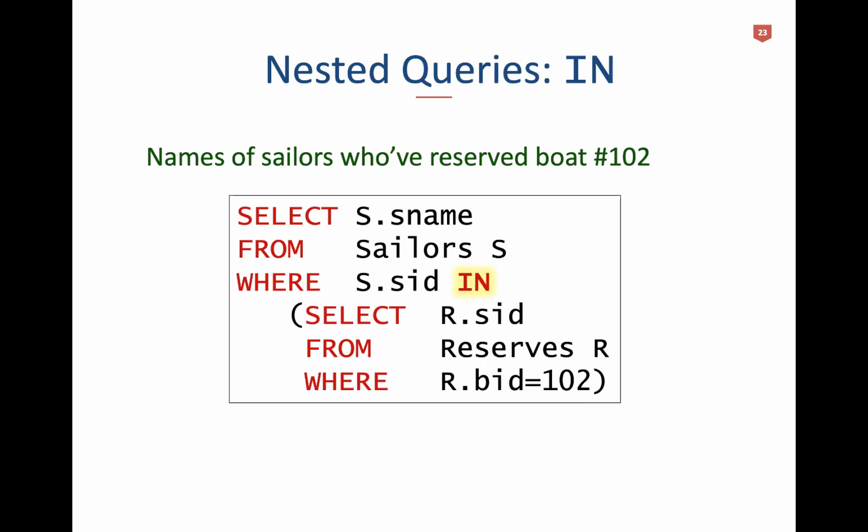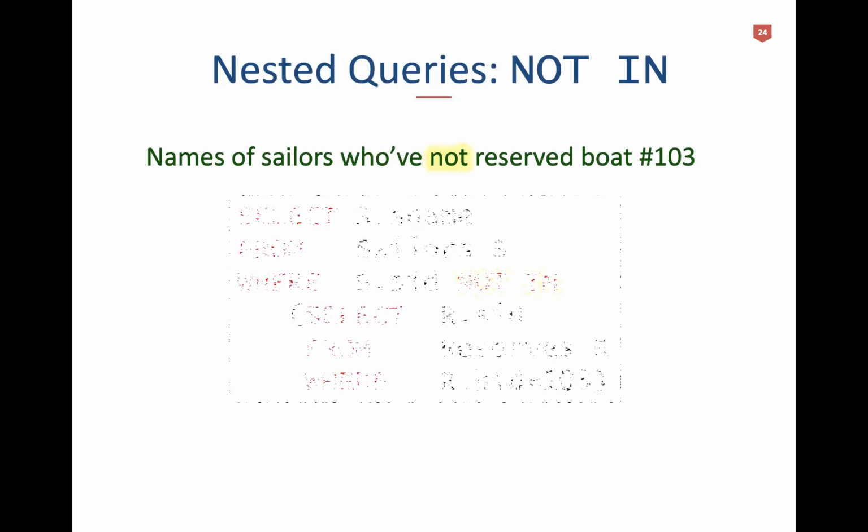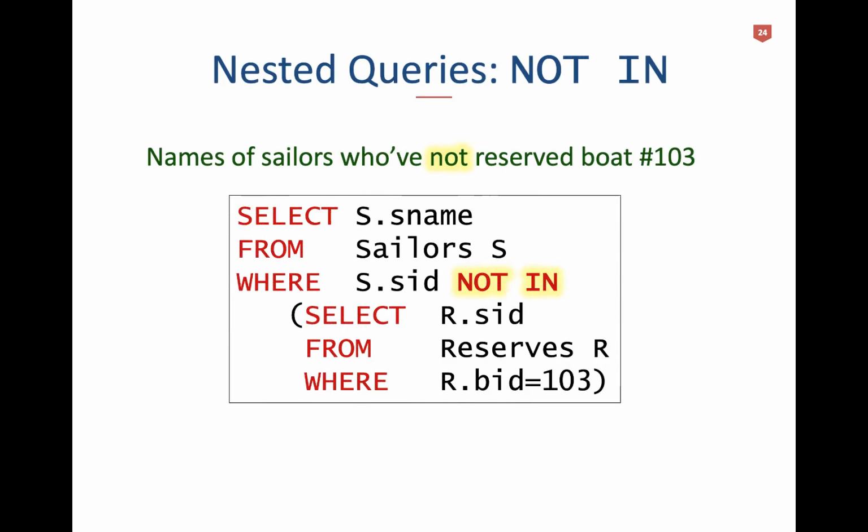Again, to see this more clearly, I want you to write it down, run it, and show me the result. You can alternatively use not in. Here we only want the names of sailors who have not reserved boat 1 or 3. So you do the same thing, but here you have the keyword not in. Interesting keywords that you can use, and it will simplify your queries.